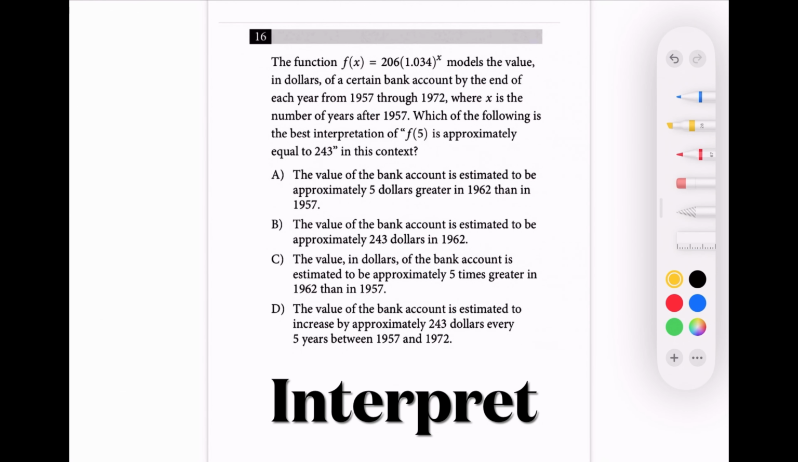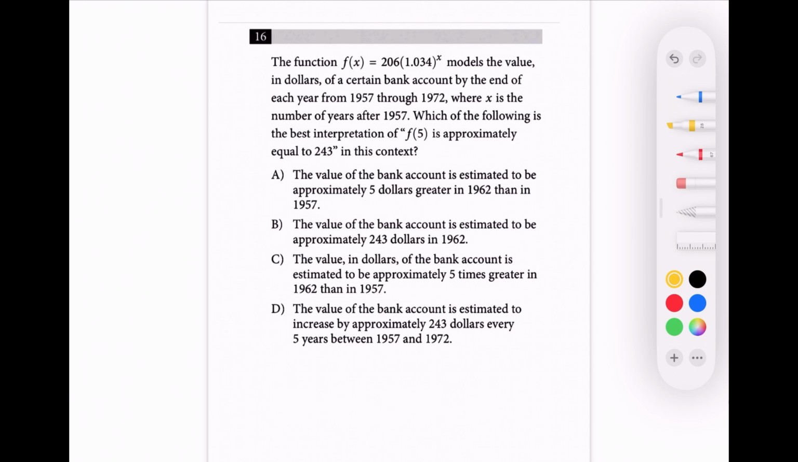The function models the value in dollars of a certain bank account by the end of each year from 1957 to 1972, where x is the number of years after 1957. Which of the following is the best interpretation of f(5) is approximately equal to 243 in this context? So first of all, we have to determine what the 5 represents. The 5 we know is the value of x, and they tell us that x is the number of years after 1957, which means that we have 5 years after 1957, which, by the way, would be the year 1962.